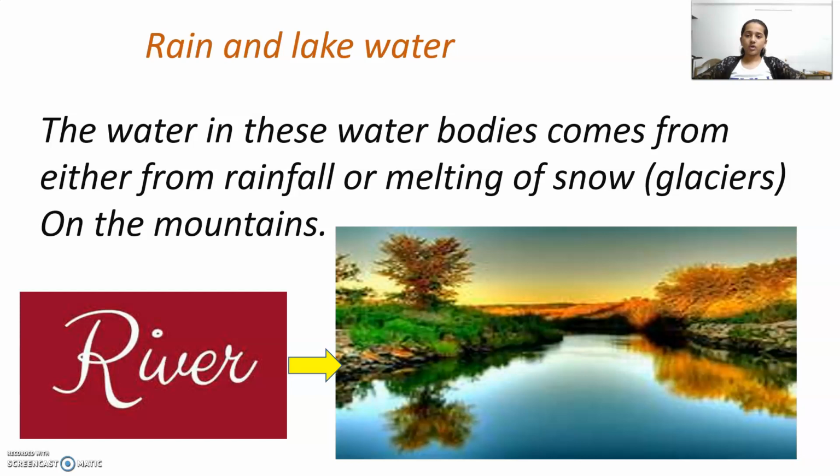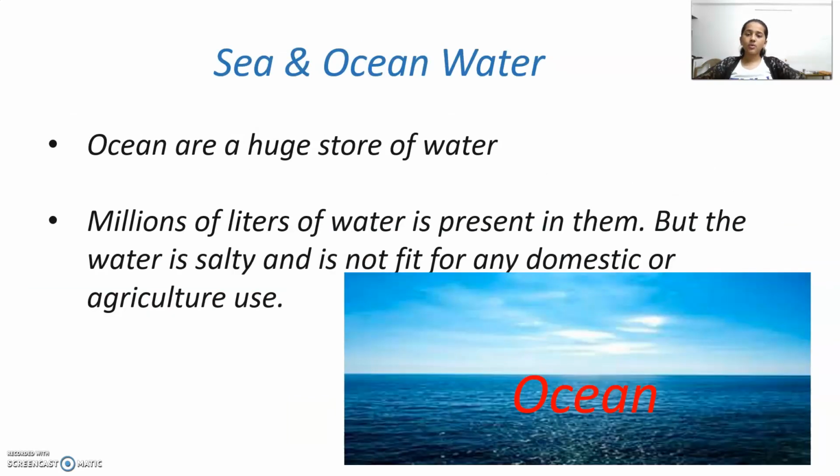River and lake water. The water present in these water bodies is in the form of either rainfall or melting snow and glaciers on the mountains. Ocean and sea water. Oceans are huge stores of water. Billions of liters of water are present in them, but the water is salty and is not fit for any domestic or agriculture use.